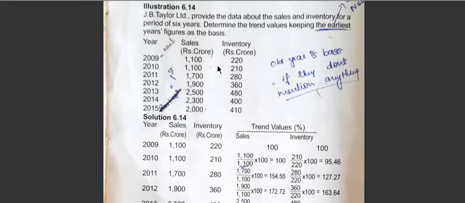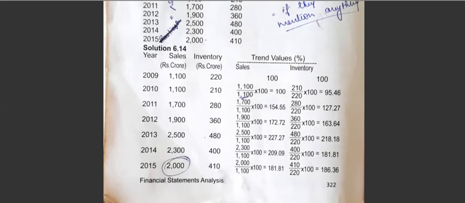Now two values are given, and we have to calculate the trend for both. Which is the base year? The old year, 2009. So 1100 is the base for sales and 220 is the base for inventory. The calculation is like this: trend value of sales and inventory. Each value is divided by the base year value. The first year is considered as base, so 100 and 100. Say 1100 divided by 1100 into 100 is 100%. 210 divided by 220 into 100 is 95.46.